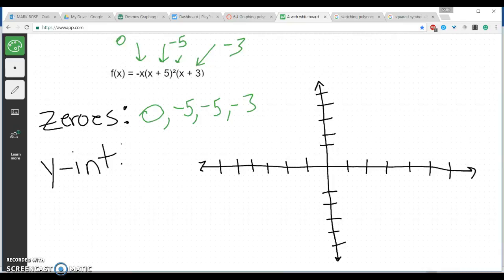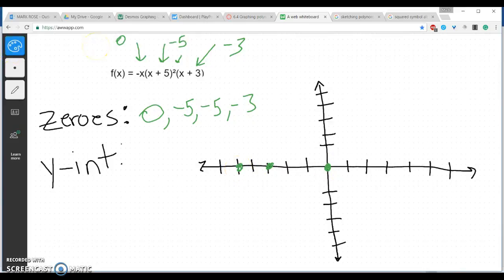Now let's graph that on the coordinate plane. So 0 would be here, -5 would be 1, 2, 3, 4, 5, and -3 would be 1, 2, 3. So everything kind of happens on this side right here.